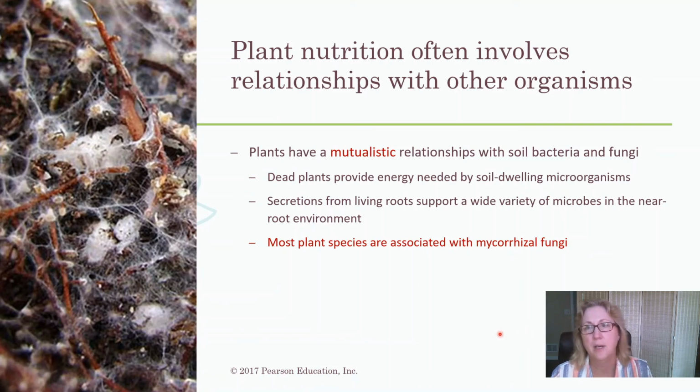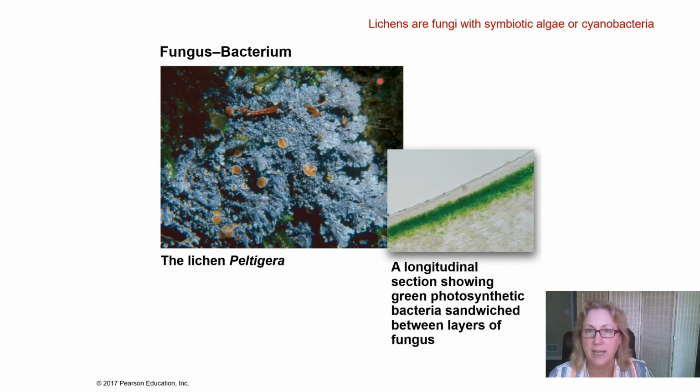So we'll talk about some of plants' relationships, especially with bacteria and fungi, which are mutualistic relationships. There are many other symbiotic relationships of this type. Lichens, which you might remember from the first semester from Bio 1151, are usually included with fungi in the fungal kingdom because most of their mass is a fungus. But they have a symbiotic photosynthetic organism that's either a protist algae or cyanobacteria. And these photosynthetic cells are in between the fungal cells. And they both benefit. This is a mutualistic relationship.